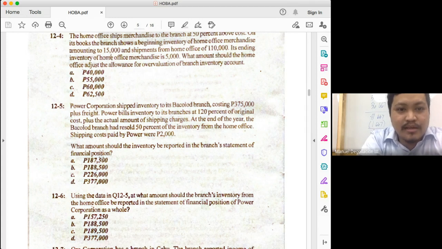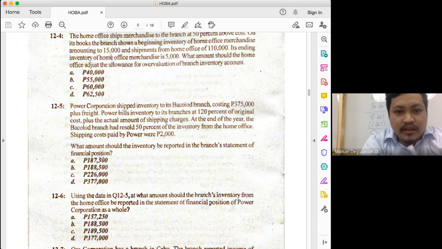How much was the shipment? It's 375,000. How much is the freight? 2,000. So the total value of the cost received by the branch from the home office, including freight. Class, remember, freight would be treated as freight in, so this would be included as part of the cost of your inventory. So 375,000 plus 2,000 will give you how much? 377,000. But what is the question?